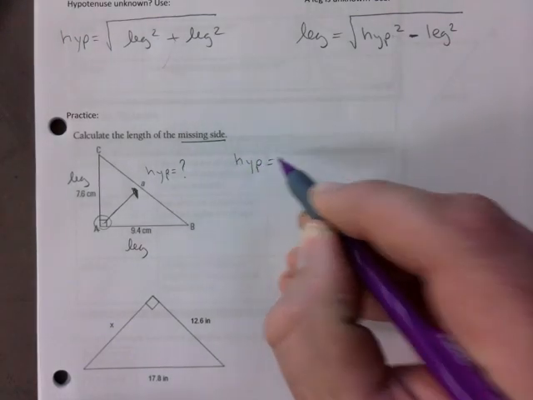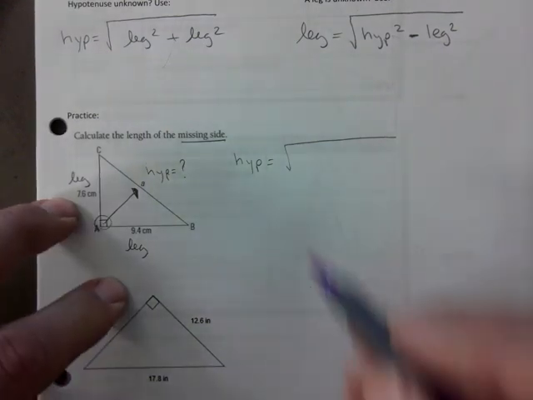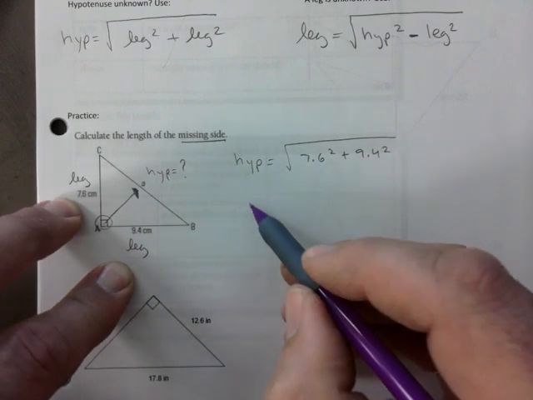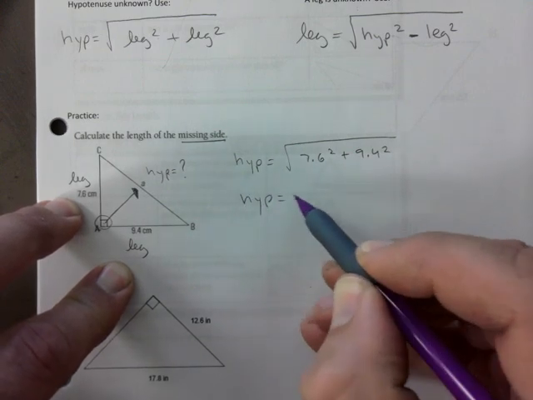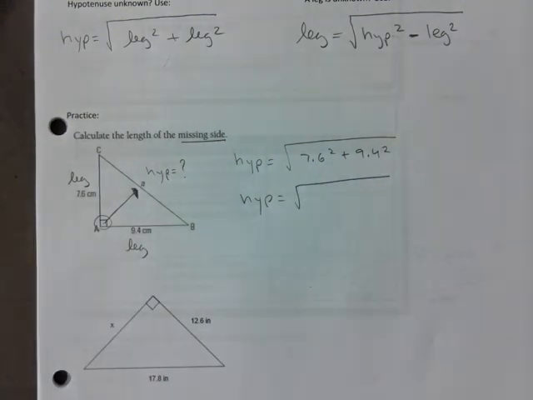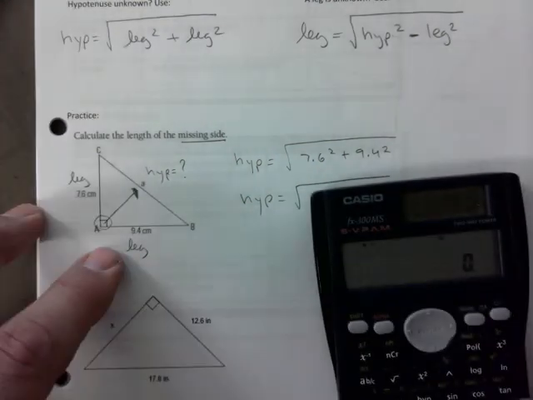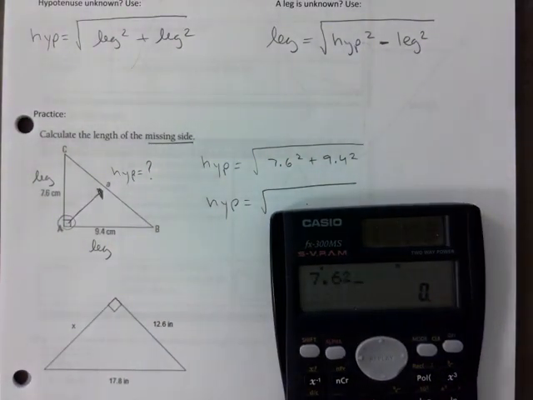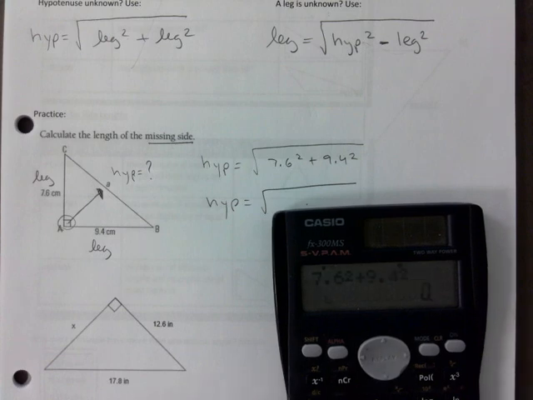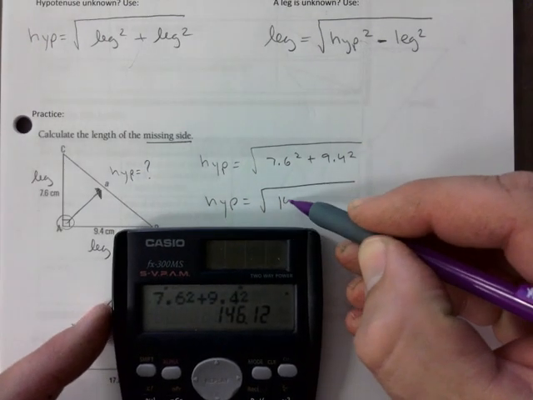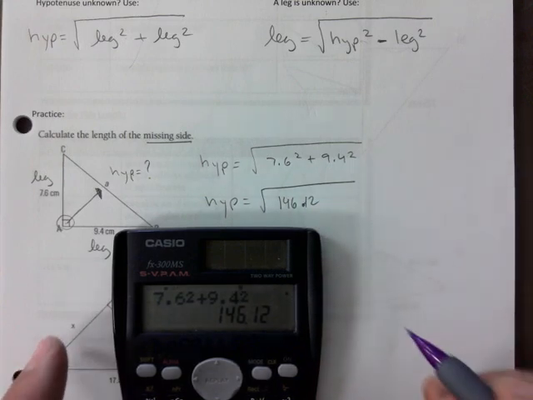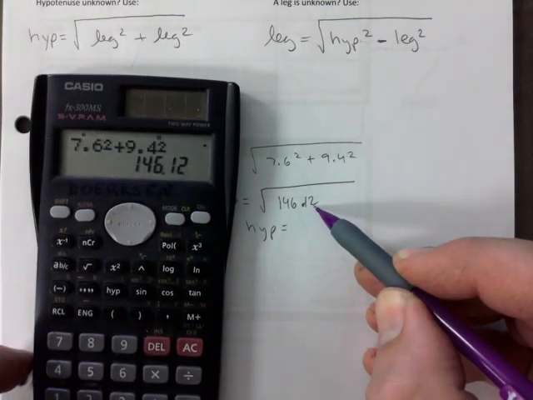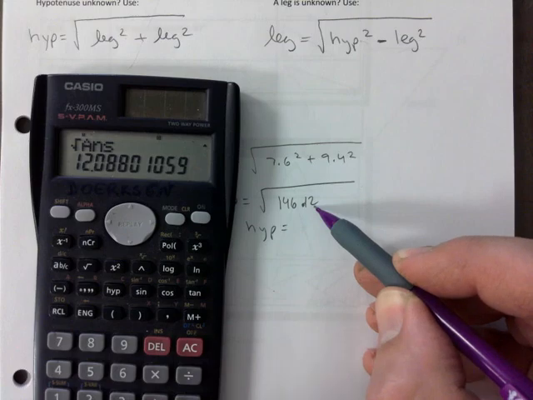To figure out the hypotenuse, I'm going to square root 7.6 squared plus 9.4 squared. So I'm going to show that intermediate step, right? Get your calculator. 7.6 squared plus 9.4 squared. 146.12. And then last but not least, you take the root of that.